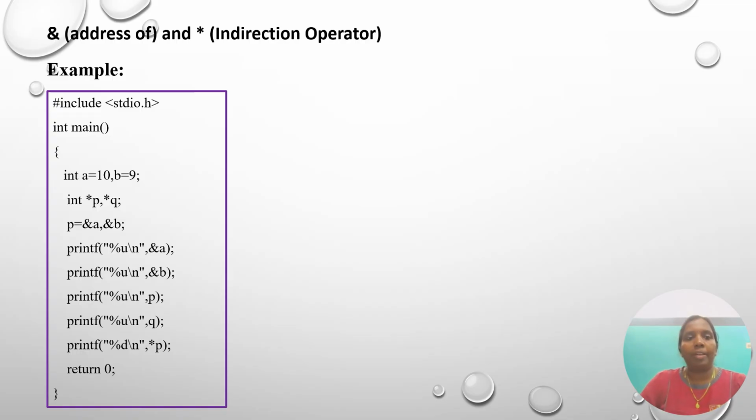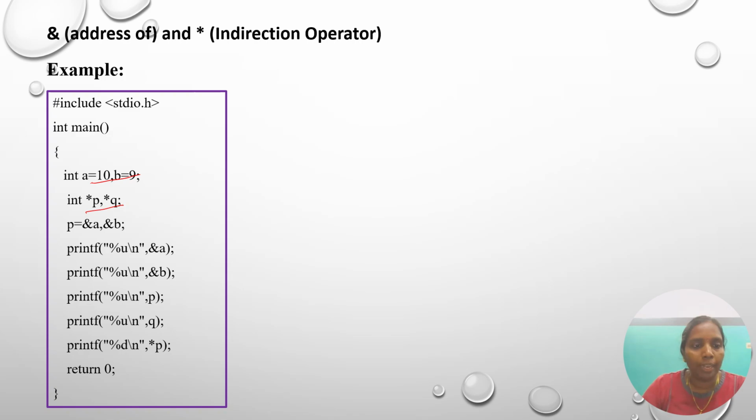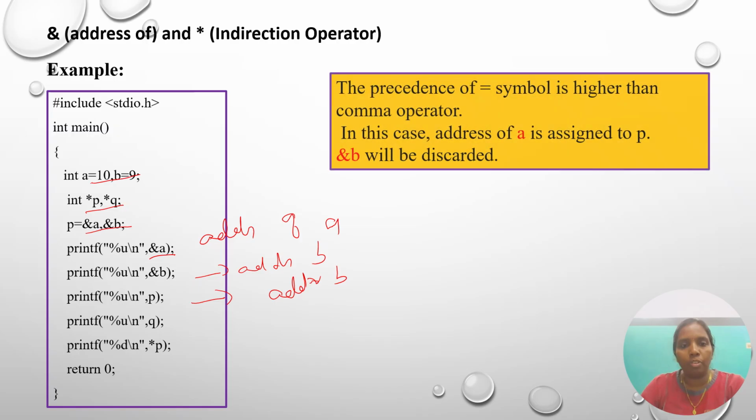So one more example we can see here is the value of A is equal to 10, B equal to 10. Again P and *Q. Here P is assigned to both A and B, so &A and &B. So first &A is the address of A and &B is the address of B. P value is the address of A. Previously P was pointed to B, so here we'll get the address of B. So let us see the output for this.